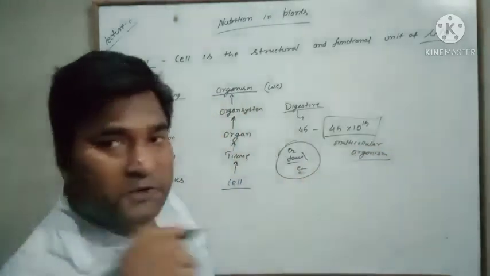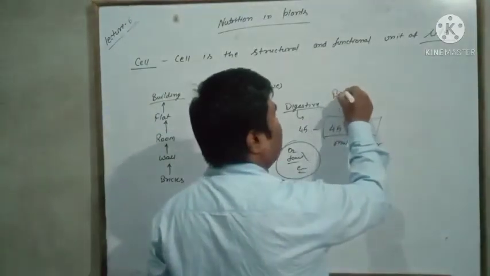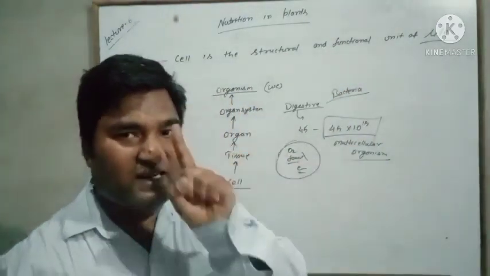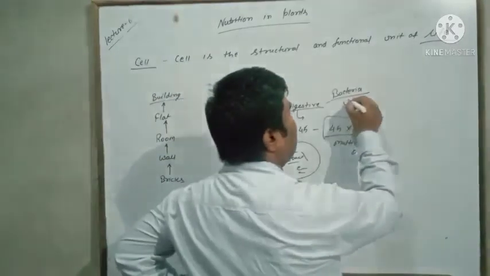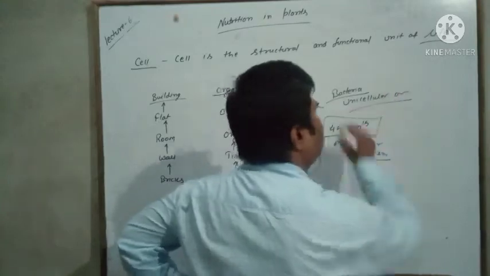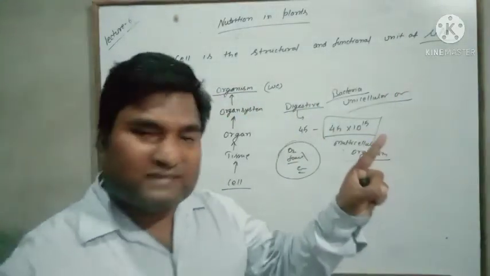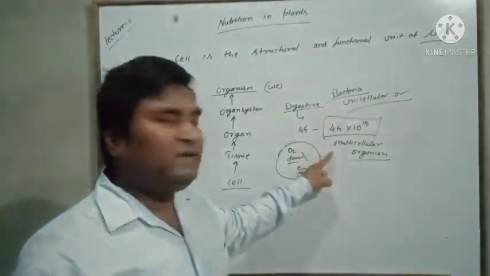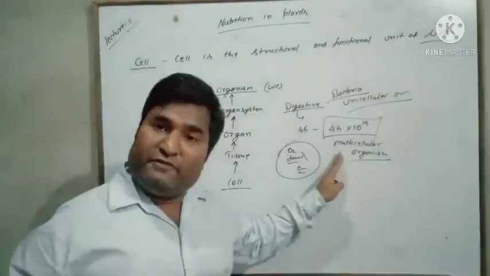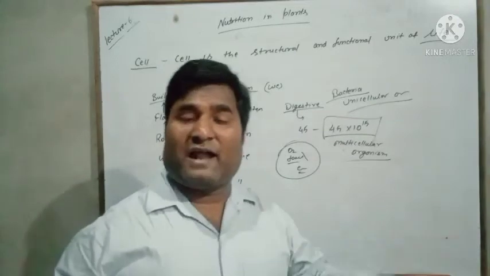Just now I told you bacteria. Bacteria is made up of single cell, so it is called unicellular organism. Organism made up of single cell is called unicellular. Organism made up of more than one cell is called multicellular organism. We are multicellular organism. Dog, cat.